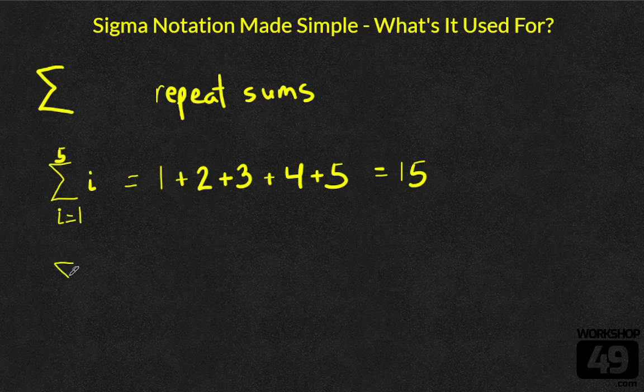We can also not start at 1. We instead could say i equals 3 to 5 of i. In this case, i doesn't begin at 1. i begins at 3, and we still go up by 1 each time. So we have 3 plus 4 plus 5, and this time it equals 12. This is the little bit start of sigma. Let's try something a little trickier.